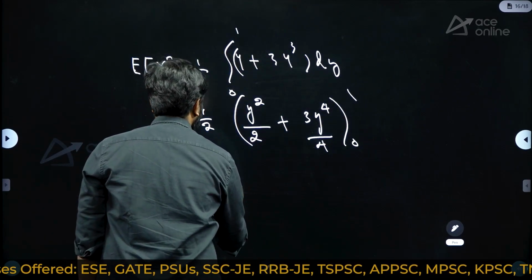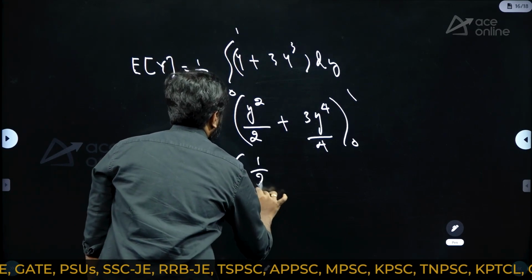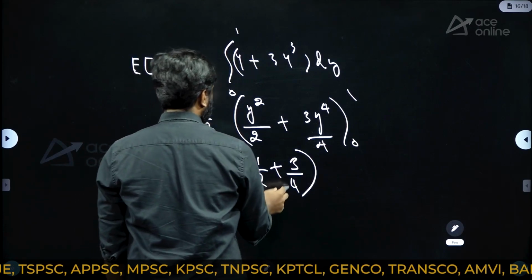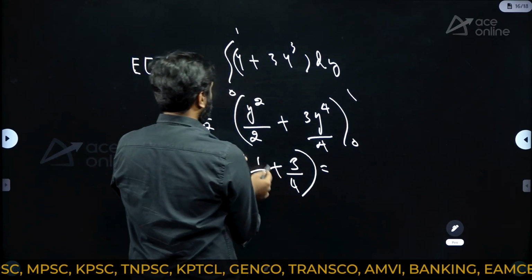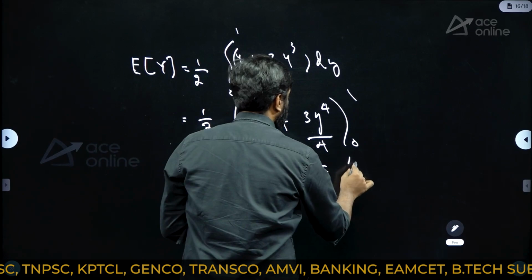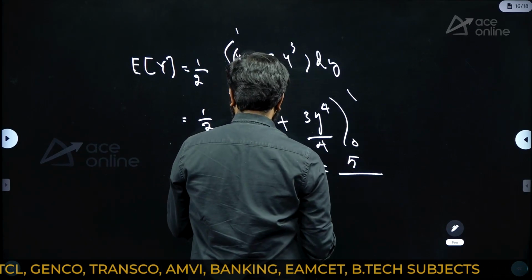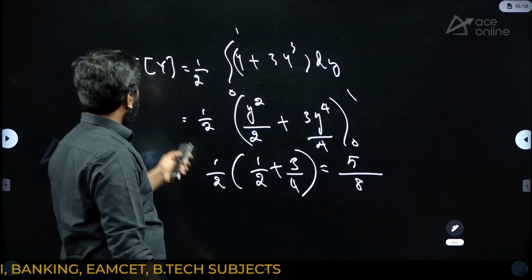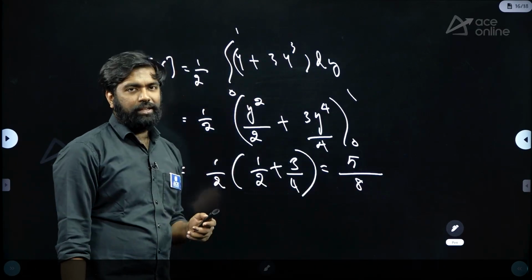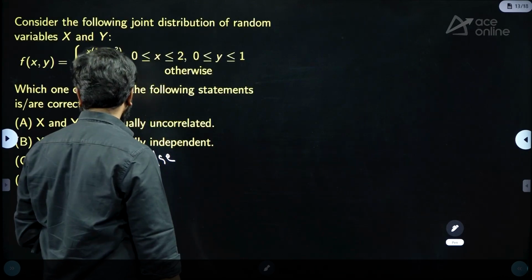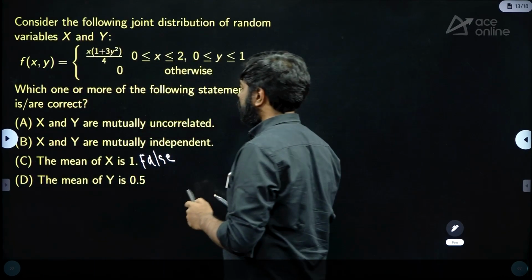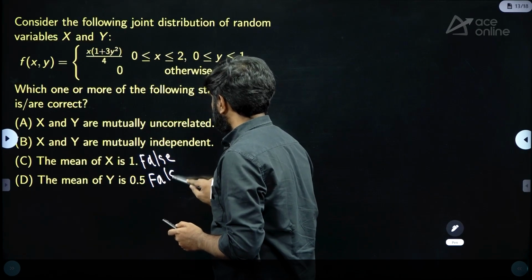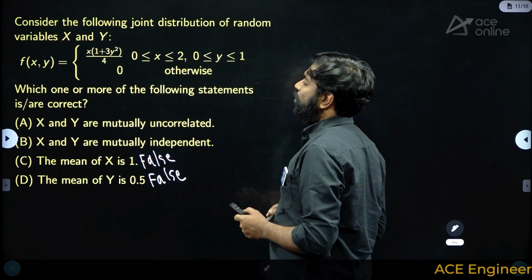So we need to simplify this. 1 by 2 into, this is 1 by 2 plus 3 by 4. Complete this simplification process. So 2 goes here, 2 plus 3 is 5, 5 by 2 here, and the LCM of this is 4. So it is 5 by 8. The mean of y is 5 by 8. But in the problem it is 0.5. Nowhere will 5 by 8 be equal to 0.5. It is a false statement, students. Now we are left with options A and B.